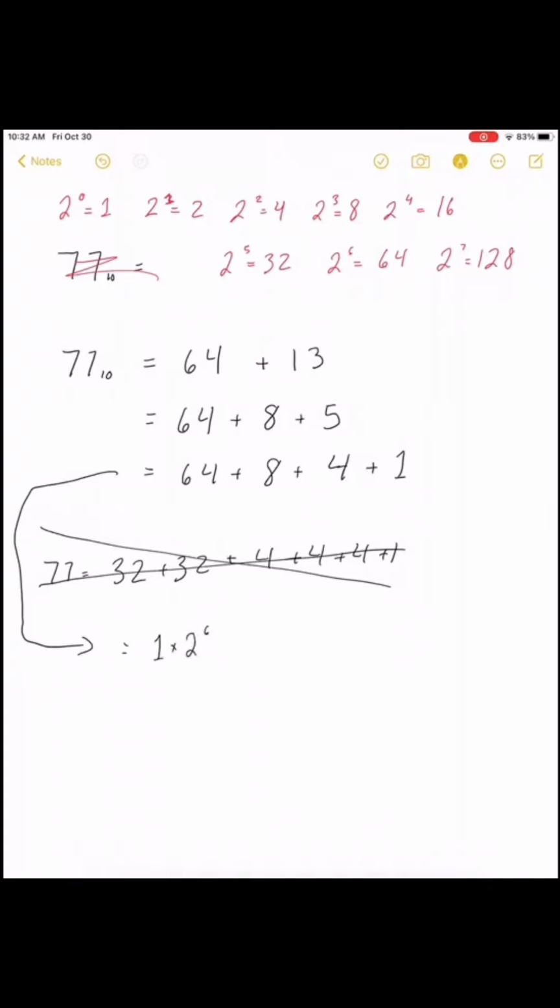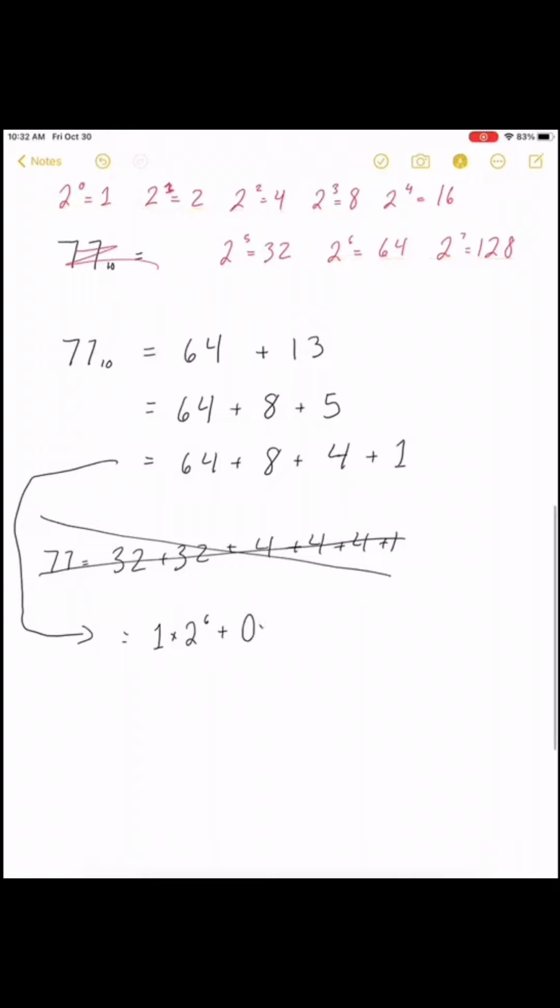times 2 to the 6th. And then I'm going to put placeholders in here. We didn't have any 2 to the 5ths, any 32s, and we didn't have any 16s, any 2 to the 4ths. So I'm going to write it as 0 times 2 to the 5th plus 0 times 2 to the 4th plus, and then we have a 2 cubed, which is 8. So 1 times 2 cubed. We have a 2 squared, which is 4. And we have 0 2 to the firsts, 0 twos. And we have 1, 1.